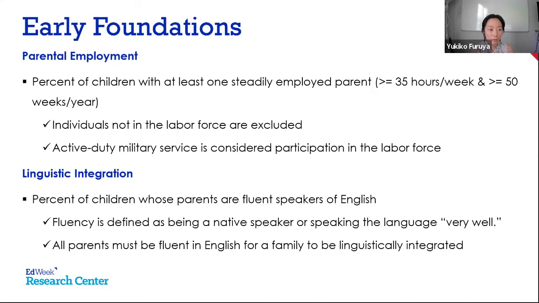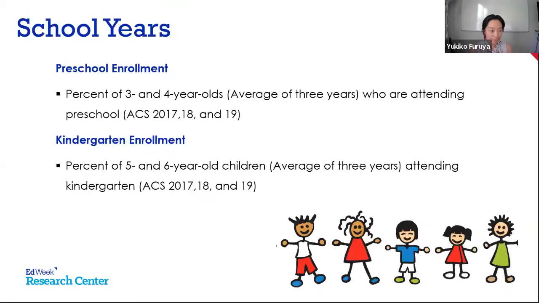And parental employment is the percent of children with at least one steadily employed parent, which is defined as at least 35 hours per week and 50 weeks per year. Individuals not in the labor force are excluded. And linguistic integration is the percent of children whose parents are fluent speakers of English, which is defined as being a native speaker or speaking the language very well. All parents must be fluent in English for the family to be linguistically integrated.